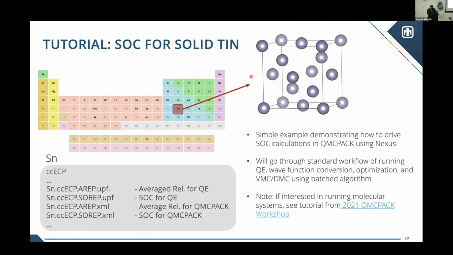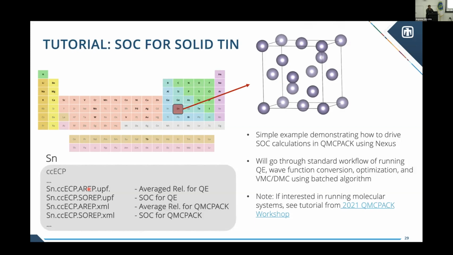Okay, so I've talked about what the theory is a little bit and some of the capabilities. So how do you actually do these calculations in QMCPACK? I have a simple example for solid tin. And I chose tin because it's one of the potentials we have in the CCECP library. So one of the first things you have to do is make sure that you have the right potentials. Whenever you go to the pseudopotential library, you should be focusing on, if they have pseudopotentials, you'll see them of this form, where there's an AREP and an SO-rep potential.